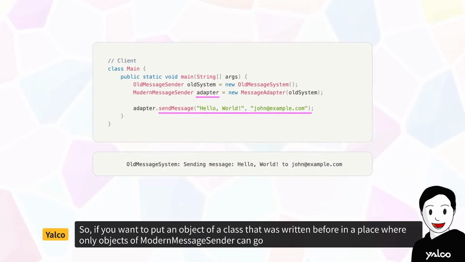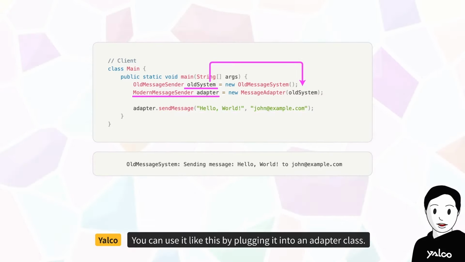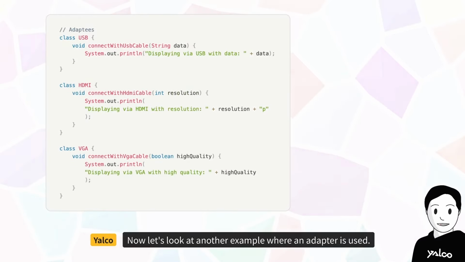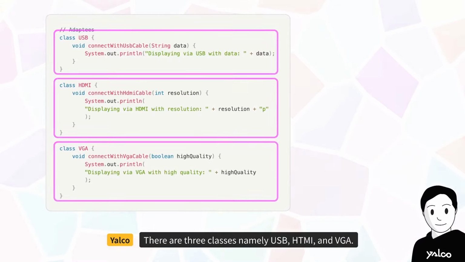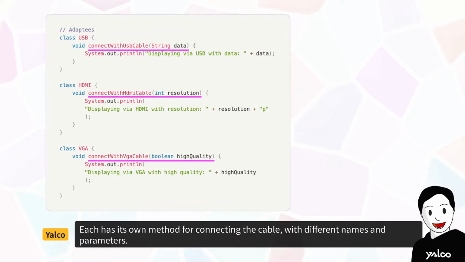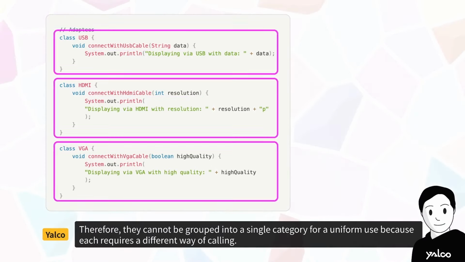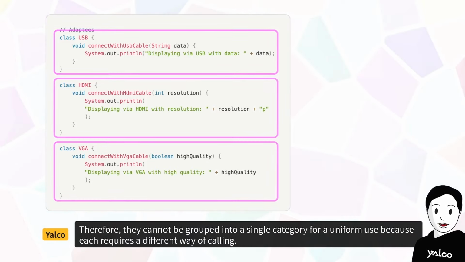So, if you want to put an object of a class that was written before in a place where only objects of modern message sender can go, you can use it like this by plugging it into an adapter class. Now let's look at another example where an adapter is used. There are three classes, namely USB, HDMI, and VGA. Each has its own method for connecting the cable with different names and parameters. Therefore, they cannot be grouped into a single category for uniform use, because each requires a different way of calling.